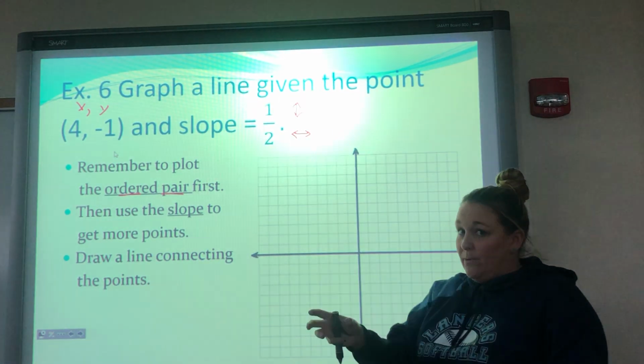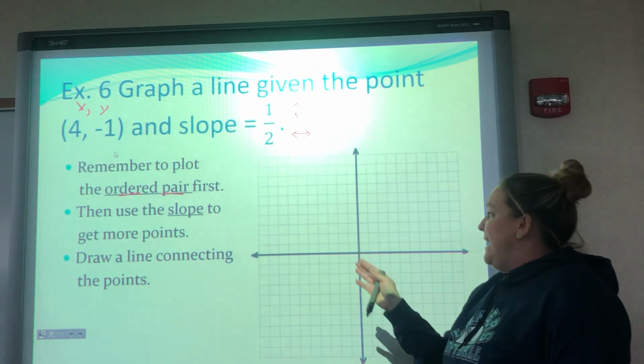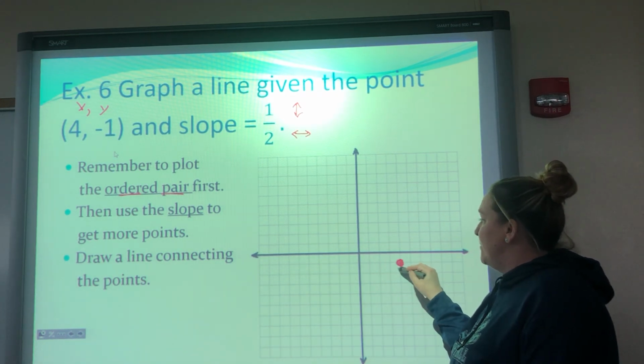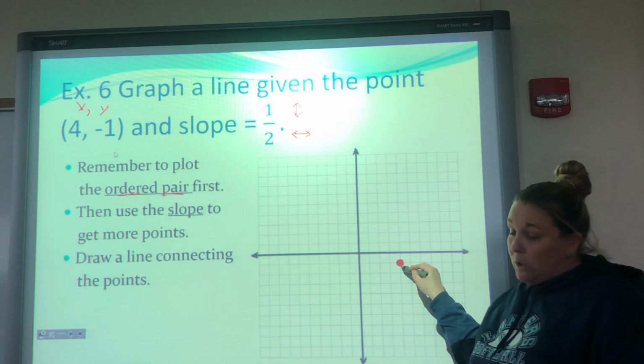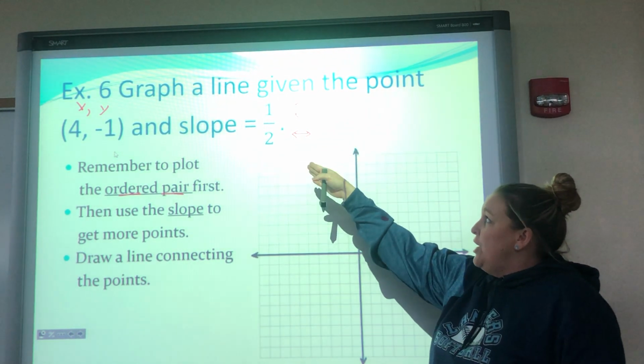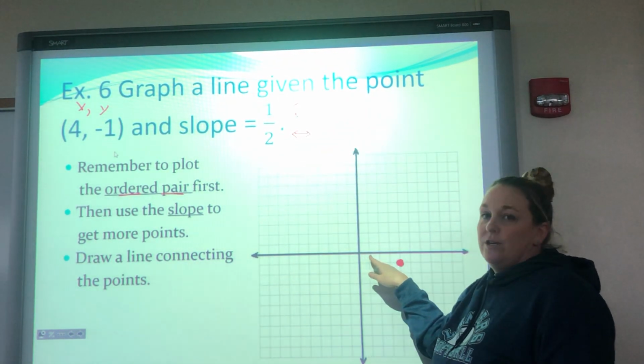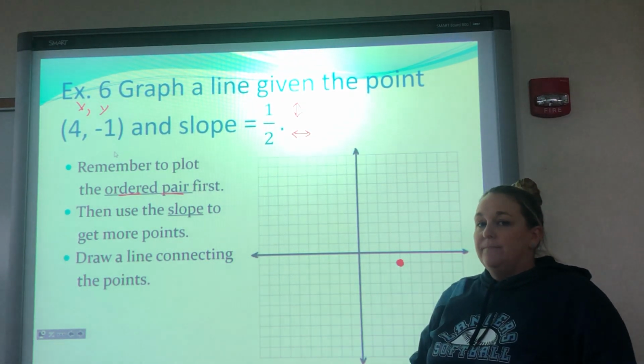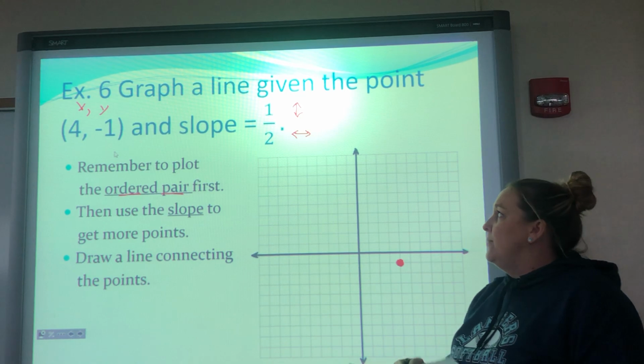Okay, so point first. So again, we just did the points. We're gonna go right 4, 1, 2, 3, 4, down 1. That's my point. Now, this is critical. When you're gonna use your slope, you do not go back to the origin. You go from this point. Because remember, slope is not a point. It gives us direction, but it's not a point.